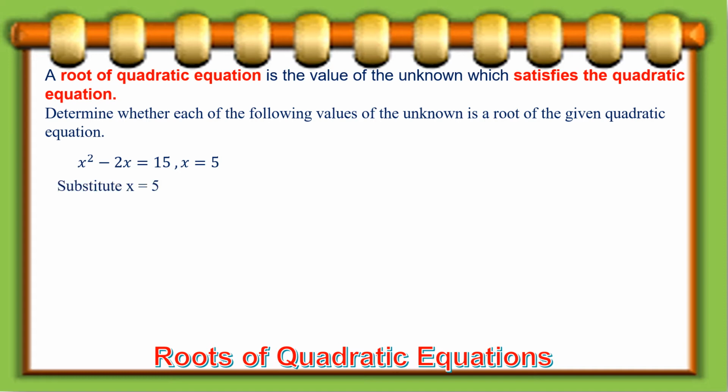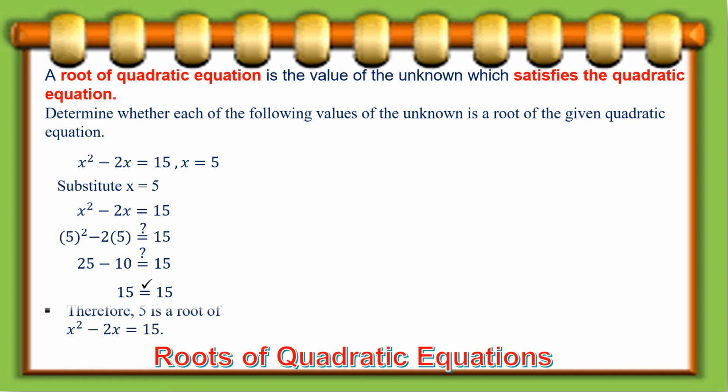In doing this we are going to substitute x is equal to 5 to the quadratic equation x squared minus 2x is equal to 15. We will be having 5 squared minus 2 times 5 is equal to 15. Then 5 squared is equal to 25 and 2 times 5 is equal to 10. So we will be having 25 minus 10, is it equal to 15? So 25 minus 10 is equal to what? Correct, it would be equal to 15. So in here, 15 is really equal to 15. Therefore, 5 is a root of x squared minus 2x is equal to 15.